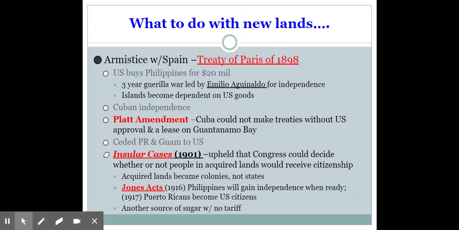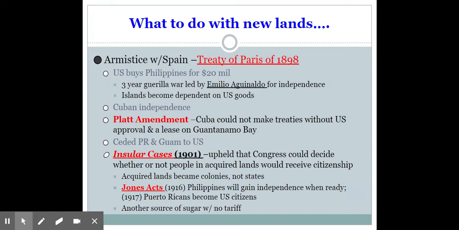And part of that negotiation is actually going to be to buy the Philippines for $20 million. Again, all of those islands are going to become territory of the United States, plus the millions of people who live in the Philippines. The Filipino people thought that they were perhaps being freed from Spanish control, but it turns out now they just have a different master.